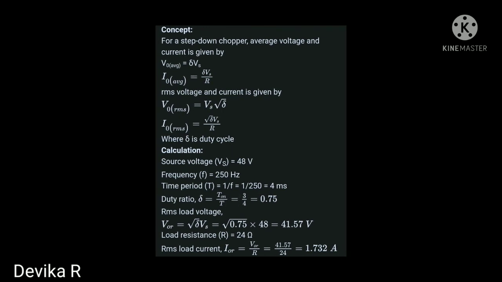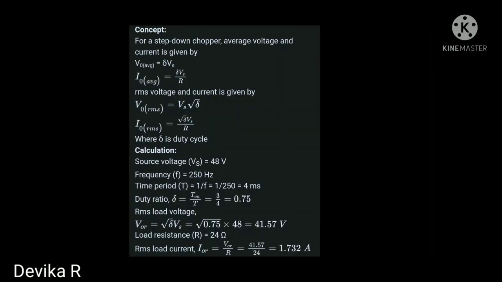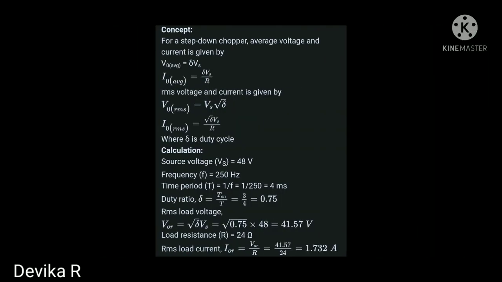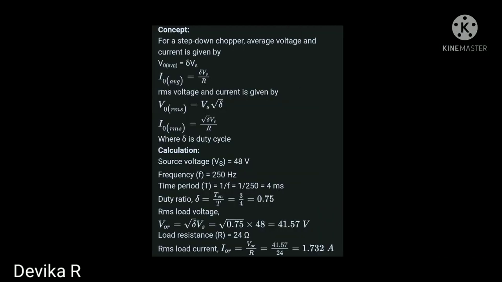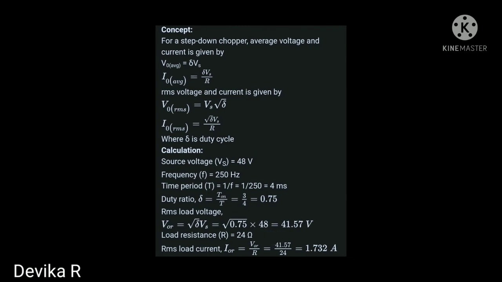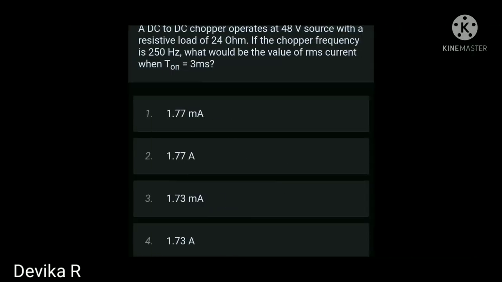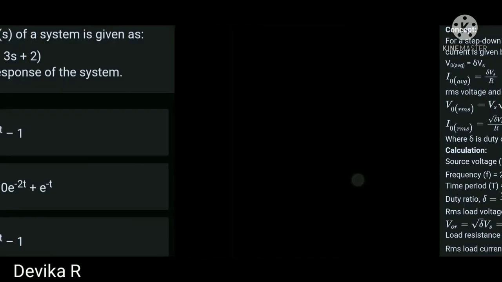They give the chopping frequency, and 1 by F is T. So from this we can find delta and root delta into Vs. They gave the Vs value 48. Then root delta Vs divided by R gives the RMS load current. That's the way we have to do this question. It's a very simple question. Okay, what's the answer? 1.732. Okay, the next one.